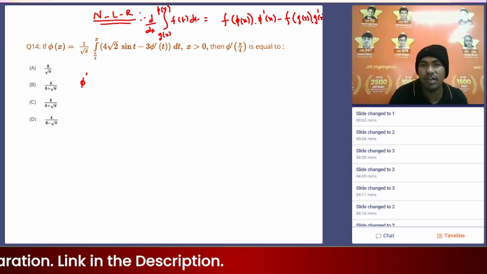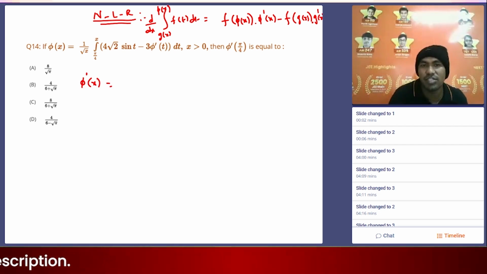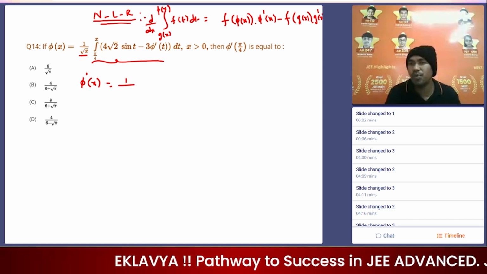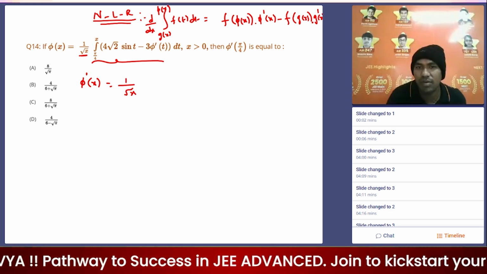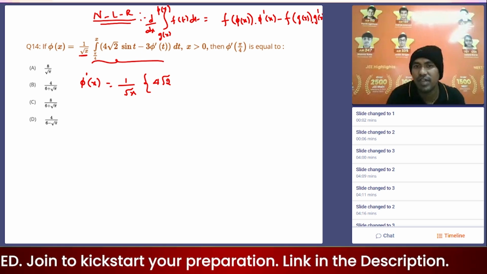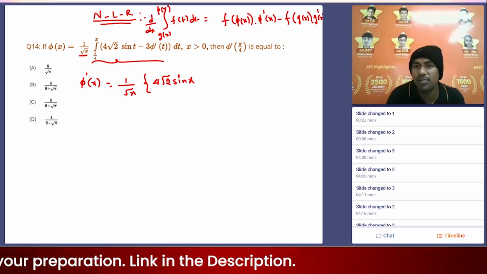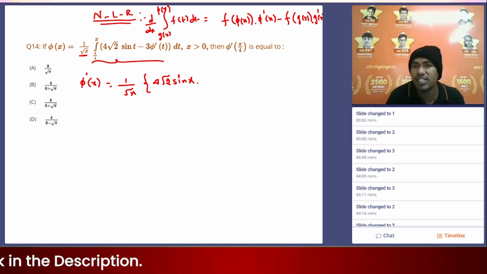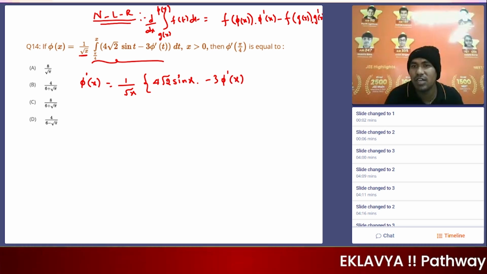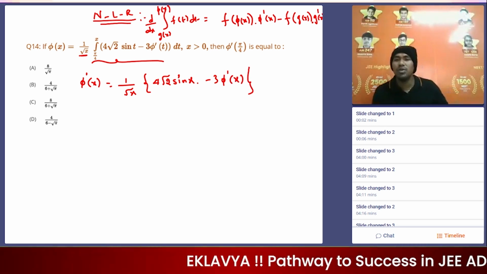We will take the derivative on both sides. Then phi dash of x is equal to... But you see, 1 by root x is one function and this is another function, so we will use the product rule. First I am taking 1 by root x into the derivative of this one. What will happen to the derivative of this one? Very good. 4 root 2 times sin x upper limit, and the x derivative will become 1 only. Minus 3 times phi dash of x, and the x derivative will become 1 only.